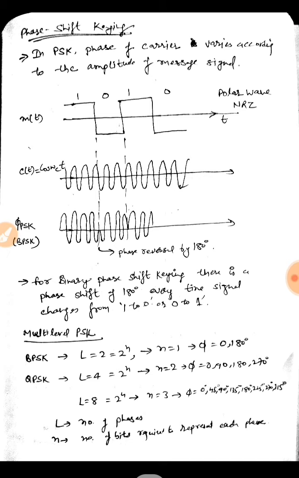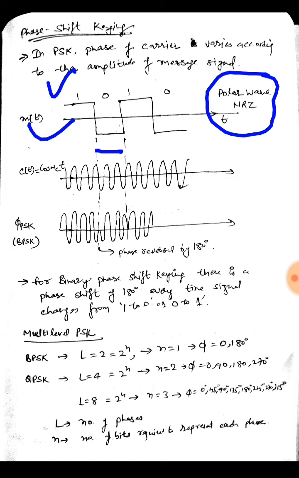Now let's see phase shift keying. In phase shift keying, the phase of the carrier varies according to the amplitude of the message signal. Like if this is our information 1010, which is a polar wave, non-returning to 0. Polar wave means for high voltage we are giving 1, and for low voltage, that is the negative, we are representing 0. So it is not 0 means not 0. If the wave is negative we are representing it as 0, which is polar form. For negative we are representing 0, for positive voltage we are representing 1. So that is why it is called polar wave, non-returning to 0 form.